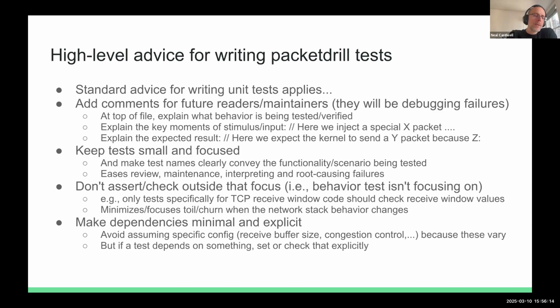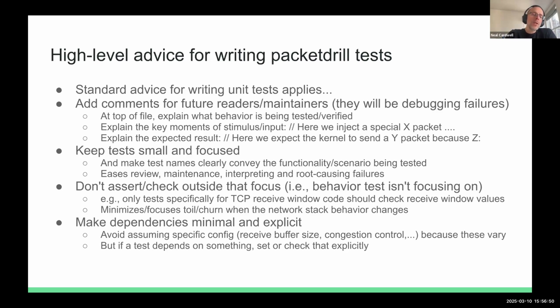It's great to keep tests small and focused, just like any unit test. It's great to make the test names clearly convey exactly what you're testing in this particular scenario, so that if somebody is seeing an automated test fail, they'll typically see the name of that test fail. So if the name conveys the functionality being tested, that can really quickly tell the developer what might be broken in this particular internal kernel release. And obviously that eases review, maintenance, and interpreting and root causing failures.